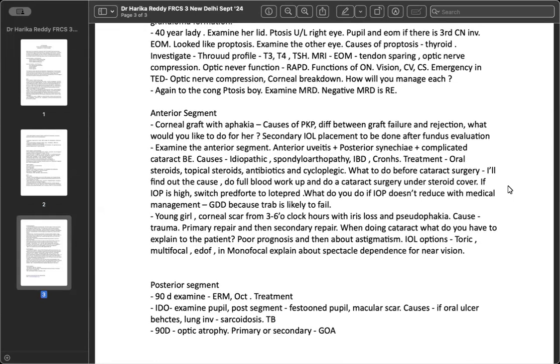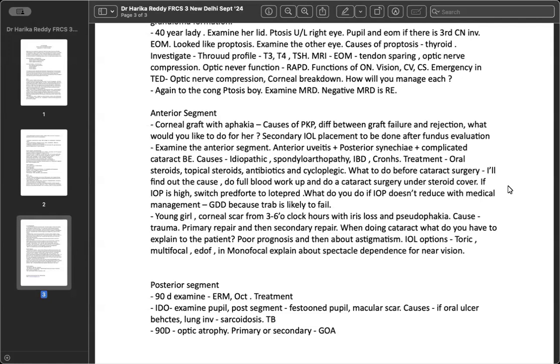In this, there was one, I think, young patient with a corneal, they'll just ask you, just examine the patient. So this patient actually had a corneal graft with aphakia. So they asked me, why did they do PKP for her? I told him it could be many things like trauma or ulcer, but most likely trauma because it's aphakic.